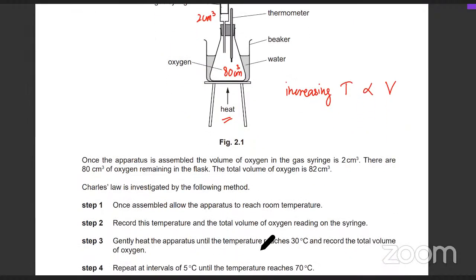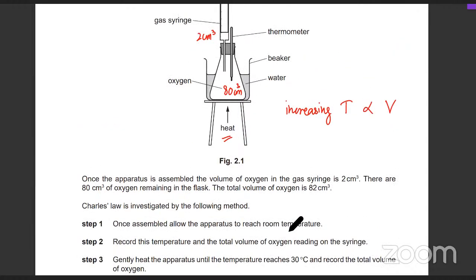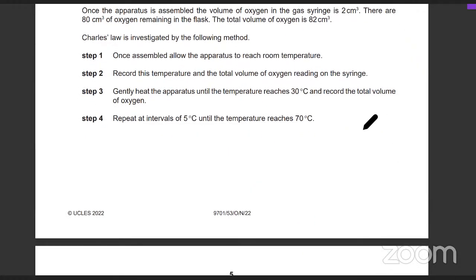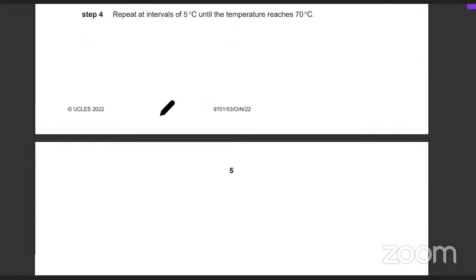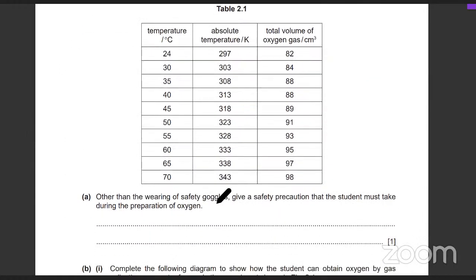Now gently heat the apparatus until it reaches 30 centigrade, record the total volume of oxygen, and repeat at intervals of 5 centigrade. So what he's doing is increasing the temperature from 30 degrees centigrade to 70 degrees centigrade at 5 degrees centigrade intervals, and he's going to record the total volume of oxygen. And he's going to give you a table which has all of that. And other than wearing of safety goggles, give a safety precaution that the student must take. So that's protective gloves.